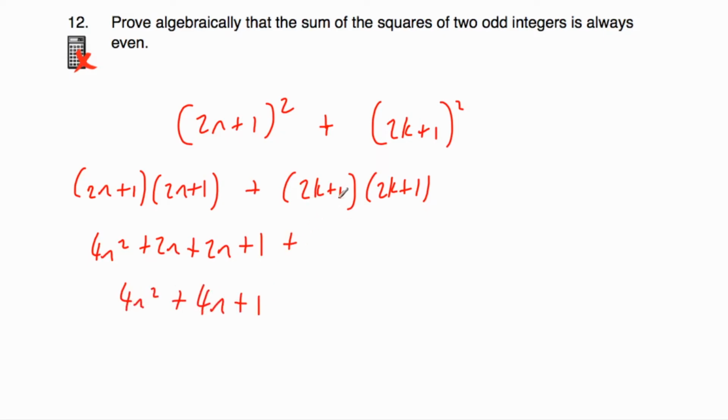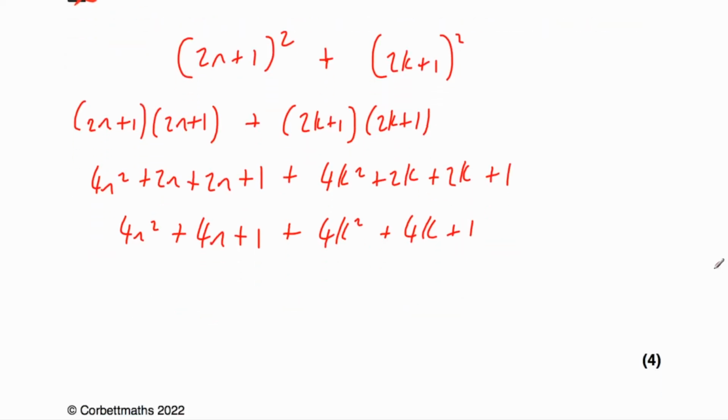Now next pair of brackets, we've got 2k plus 1 multiplied by 2k plus 1. Well, 2k times 2k is 4k squared. Then we've got 2k times 1, that's going to be plus 2k. 1 times 2k, that's plus 2k. And 1 times 1 is plus 1. And when we simplify this, we get 4k squared plus 2k plus 2k, that's 4k, plus 1. So we've got 4n squared plus 4n plus 1 plus 4k squared plus 4k plus 1.